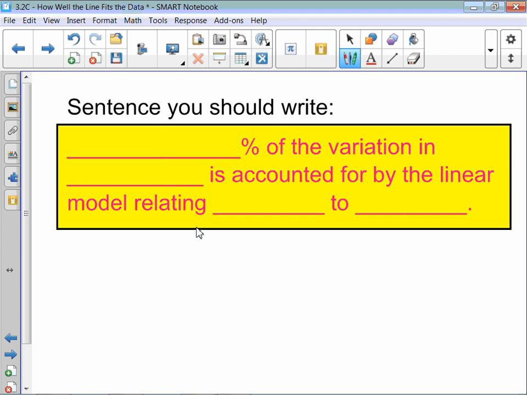All right, so here's the sentence that you want to know for r squared. So blank percent of the variation, and what you're going to plug in here is the actual r squared that you get, which is typically given to you, in, and this would be your y, or your response variable, is accounted for by the linear model, meaning that y equals mx plus b line that we found, relating your response variable to your explanatory variable.